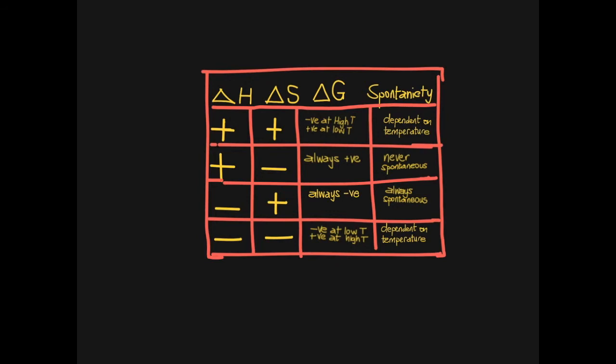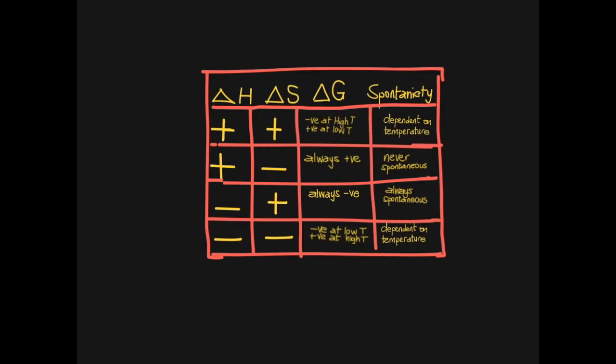Then we have the reverse case. As the liquid water freezes, we have an exothermic process as the system loses energy to the surroundings, and we have a decrease in entropy as the liquid organizes into the solid state. But this is only spontaneous in the freezer at low temperatures, and delta G is positive at high temperatures.